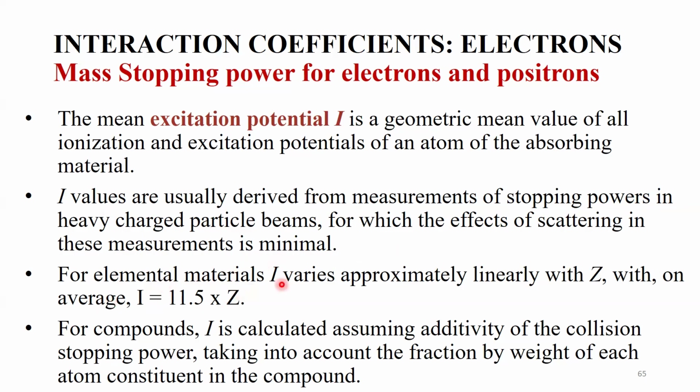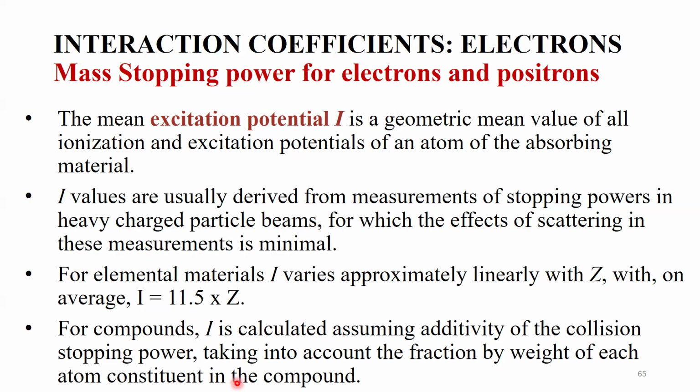For elemental material, I varies approximately linearly with Z. We have a linear relationship. I equals 100.5 times Z. So I depends on Z. They vary, I and Z vary linearly. For compounds, I is calculated assuming additivity of the collision stopping power, taking into account the fraction by weight of each atom constituent in the compound.